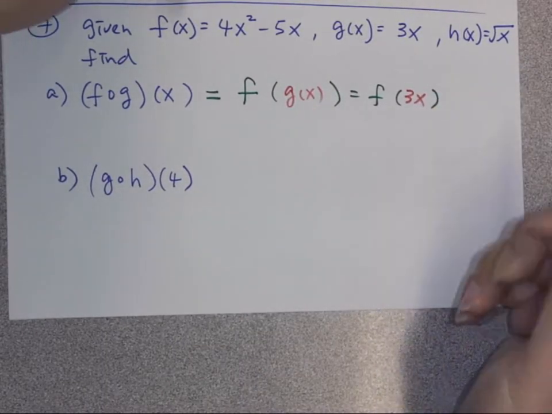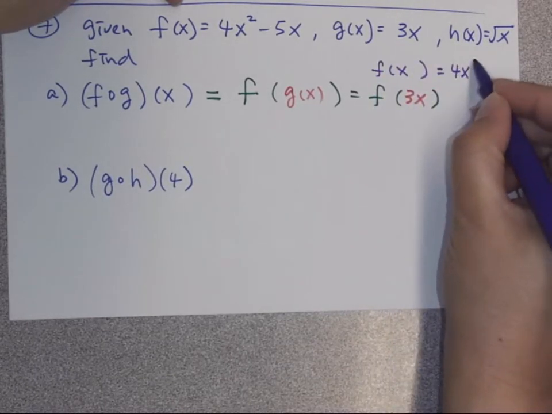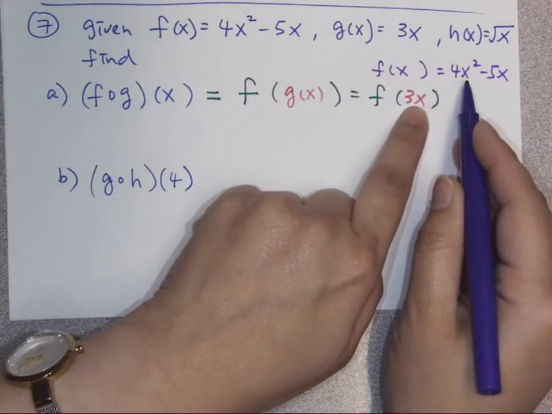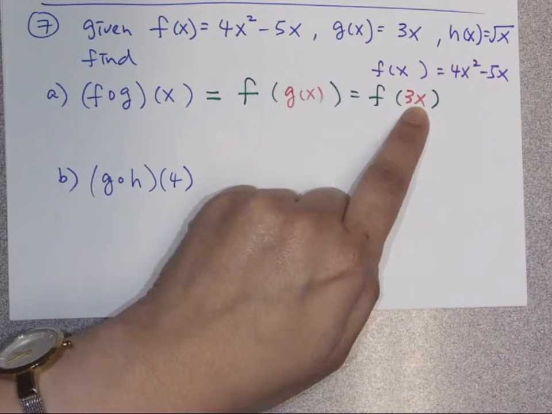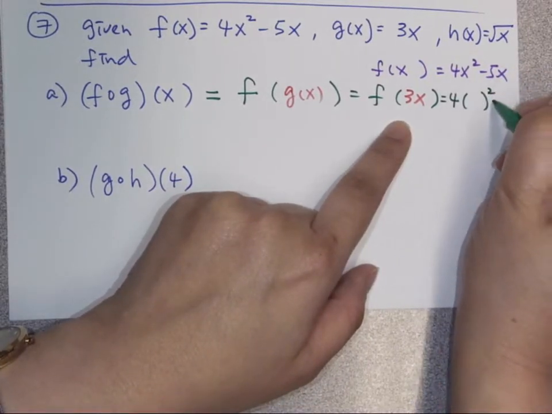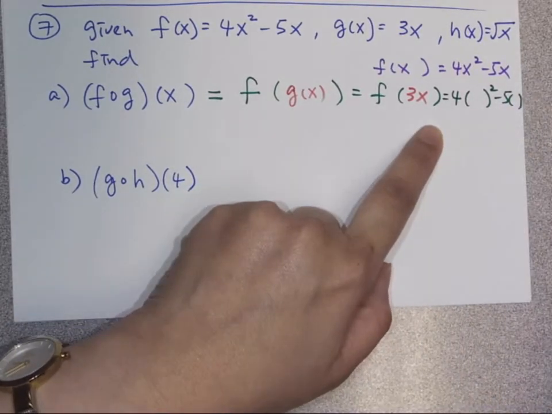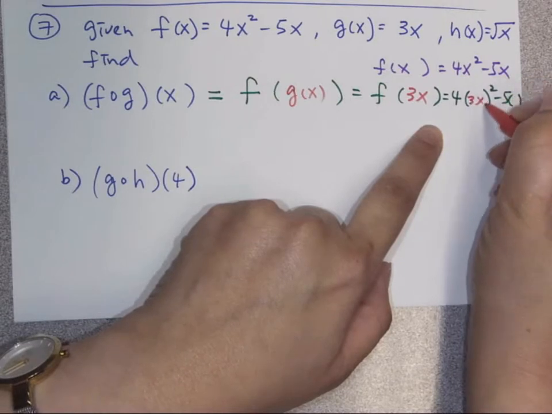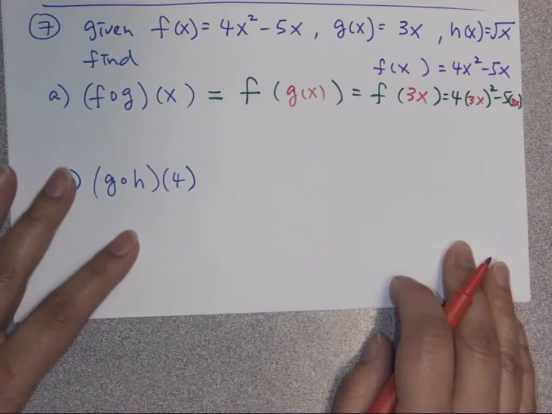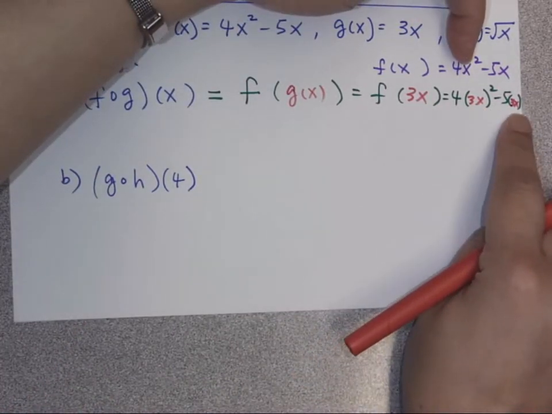Normally when we have f of x equal to 4x squared minus 5x, whenever we see x, we need to replace it with 3x. So let's try that. We're going to have 4 times something squared minus 5 times something, and that something needs to be replaced with 3x. So whenever you see x, you replace it with what's in here, which is 3x.